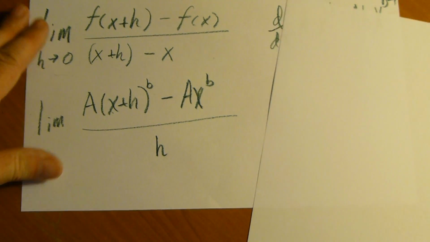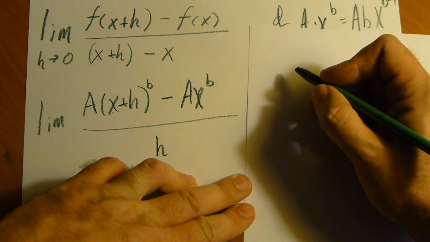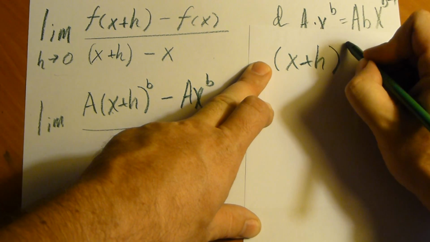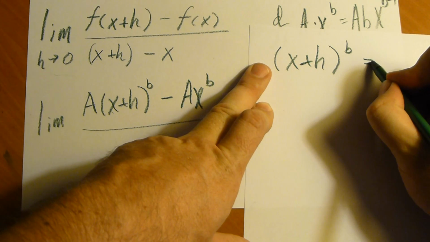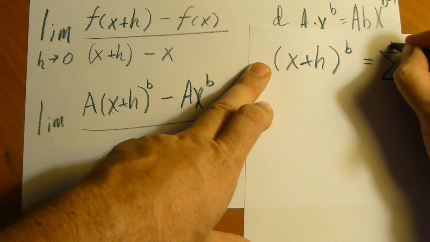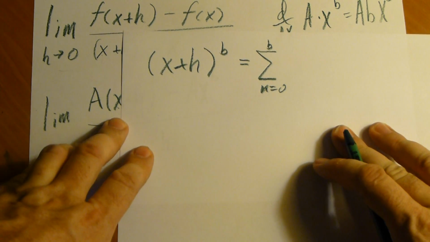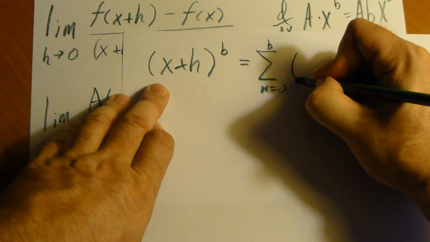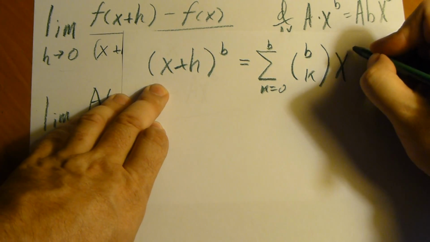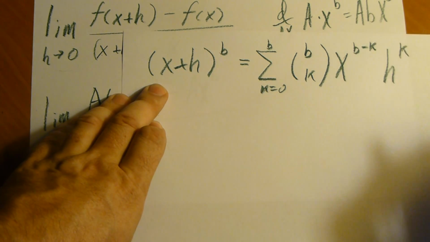Binomial expansion tells us, if we have x plus h to some power, then that's the same as the sum from k equals 0 of b choose k, x to the b minus k, h to the k. And this goes back to the time of Newton, if I recall.